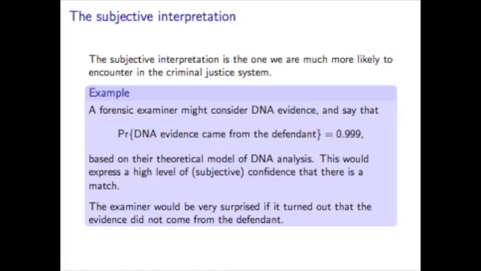The subjective interpretation of probability is much more likely to be the interpretation we encounter in the criminal justice system. So, for example, a forensic examiner might be looking at DNA evidence from a crime scene, and they might develop a confidence level of 0.999 that evidence came from a particular person, the defendant. And that likelihood, that probability, would be based on their own subjective model of how DNA analysis works and the strength of the current evidence. And with that level of confidence, the examiner would be extremely surprised if it later turned out that the DNA evidence had come from another person.